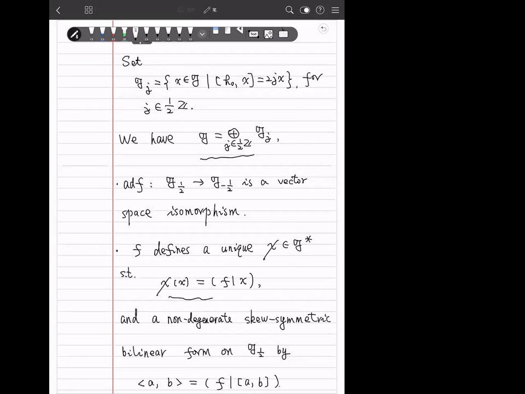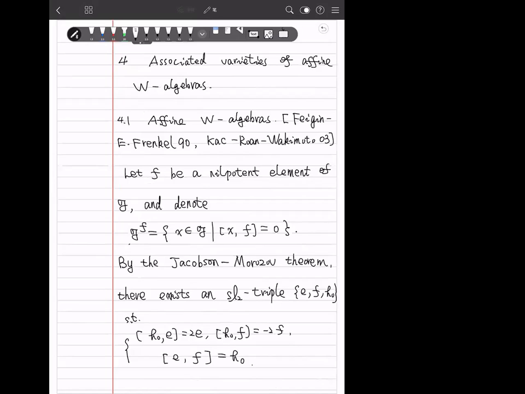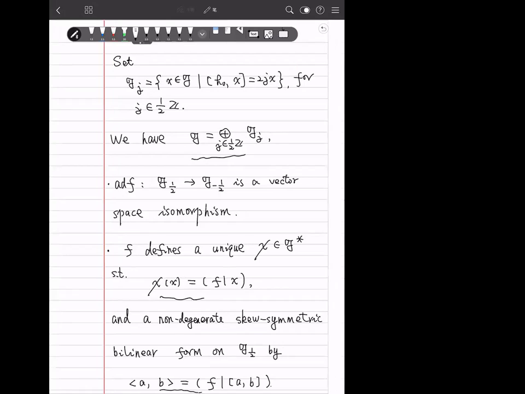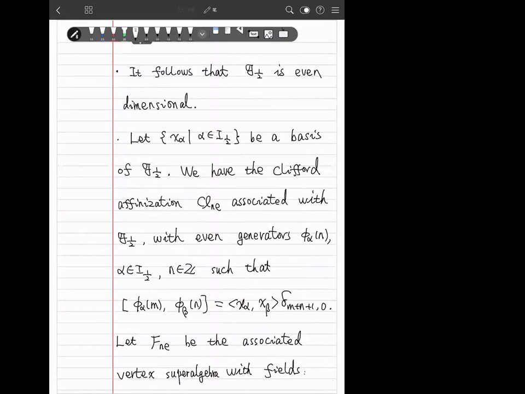In their paper, I think they assume that g is a Lie superalgebra, but here we use the Lie algebra. So here I just assume that g is a simple Lie algebra. If super, here is a supersymmetric bilinear form defined by this. Then it follows that it is non-degenerate, right? Now let S_alpha, where alpha is just the index, be a basis of g_{1/2}. Then we have the Clifford algebra, denoted by this, associated with this, with even generators phi and satisfying this relation.